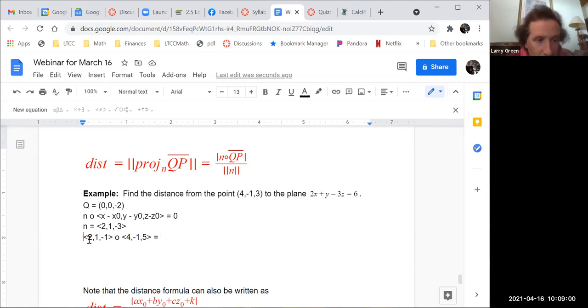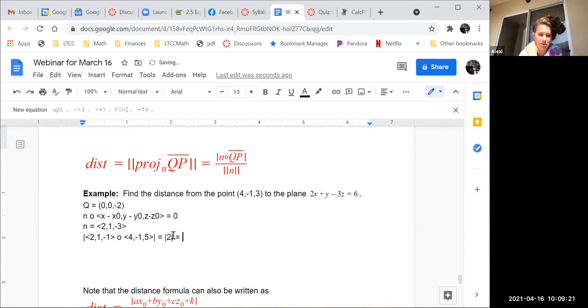Two. Okay, so you get 2 times 4 is 8. 8 minus 1 is 7. And 7 minus 5 is 2. And I want to note, even though in this example it doesn't matter, but in some others it might, we want the absolute value of it. And the absolute value of 2 is also 2.